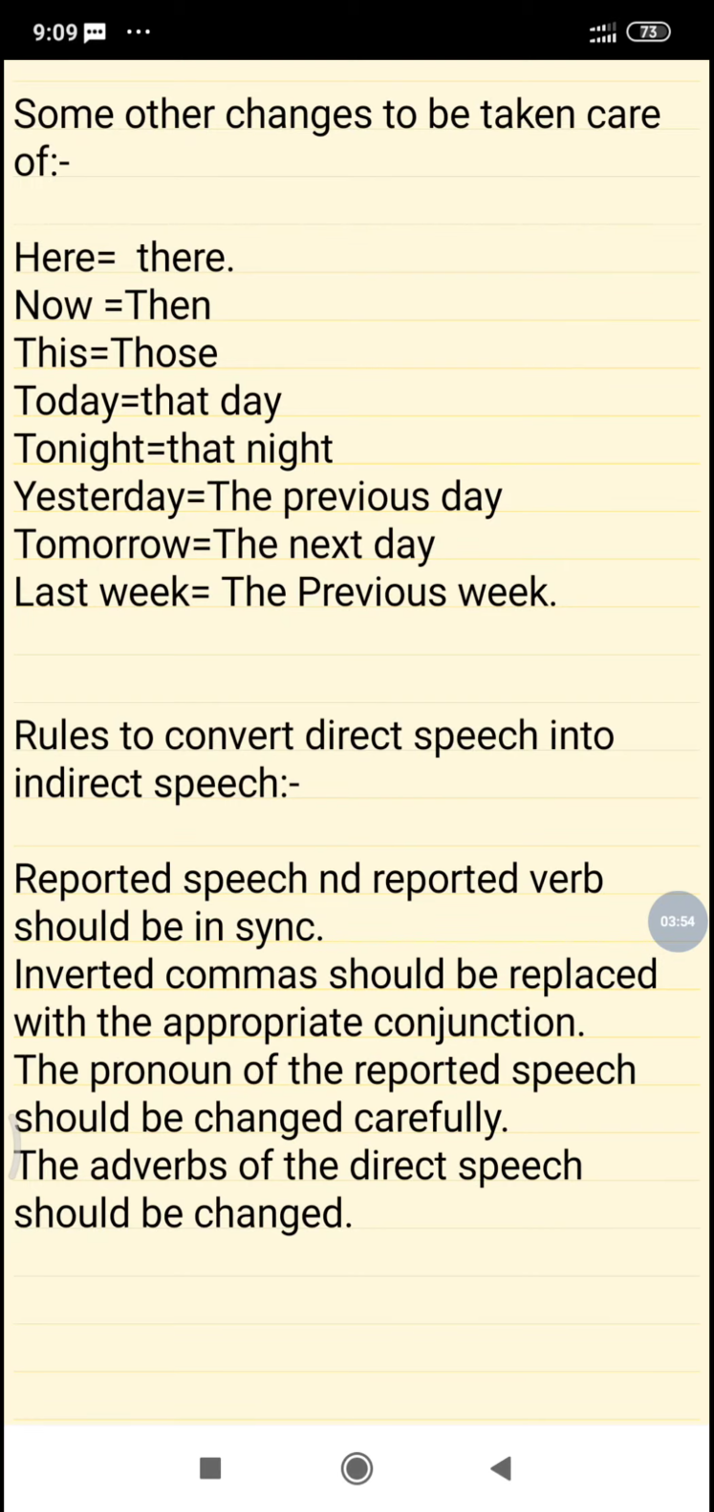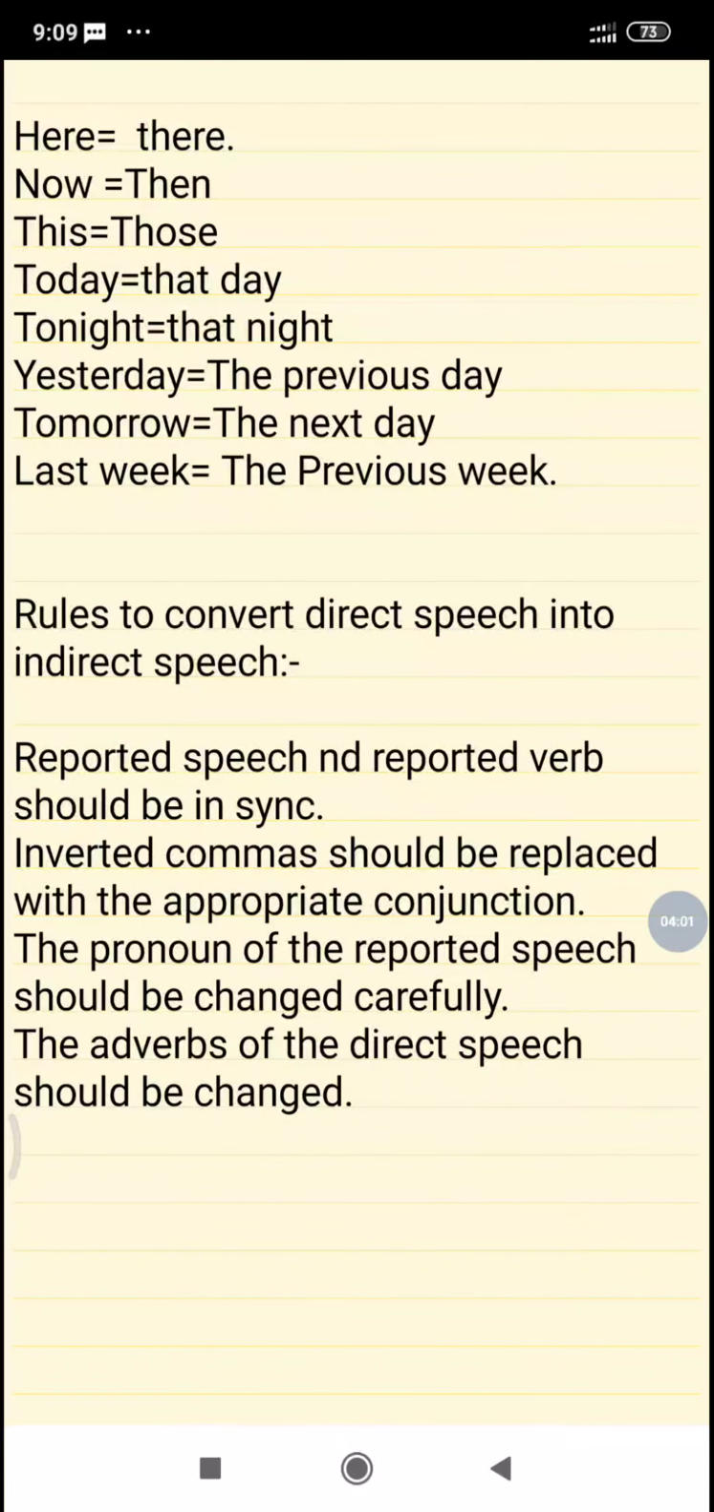Students, please learn these points very clearly, because they are repeated again and again in your CBSE board exams. And you will have questions like direct to indirect speech.